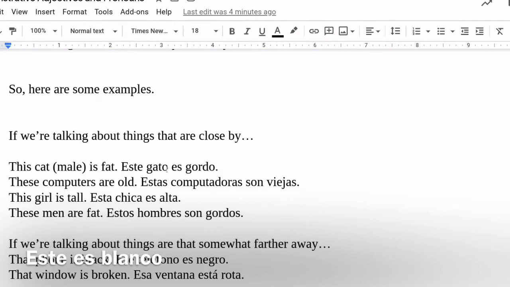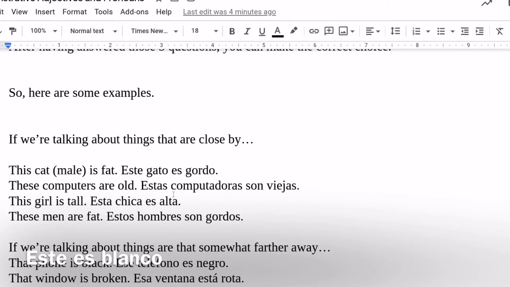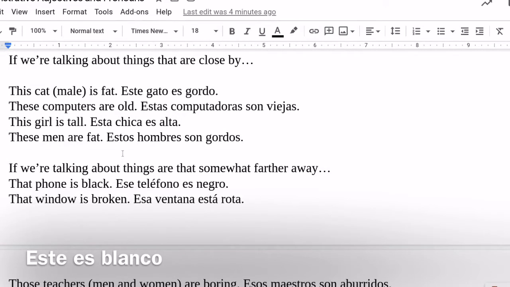So once you have that information in your head, you can make the right decision. So let's look at some examples for every single one of those. Okay, these are all the demonstrative adjectives. So this cat is fat, and it's a male cat.